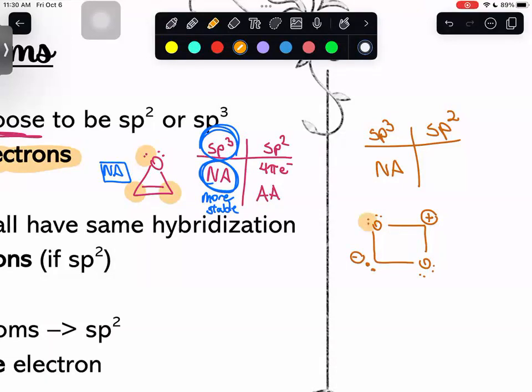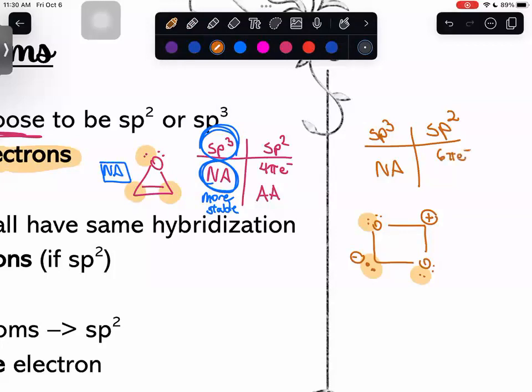We have 1, 2, 3, 4. Remember, each of the single bonded heteroatoms gives you 2. So far 4. And then the carbanion gives you 2 as well. Carbocation gives you 0. So that means that the total is going to be 6 pi electrons.